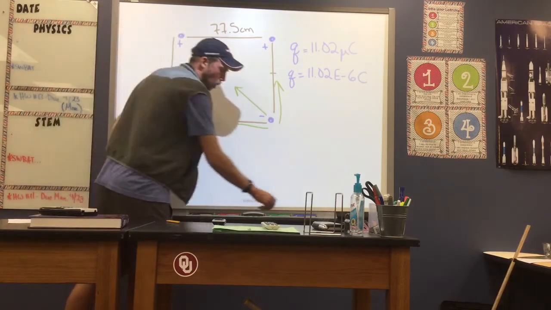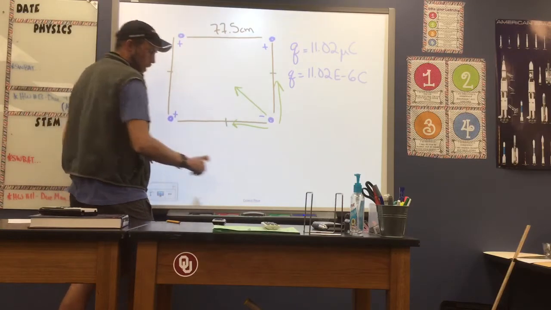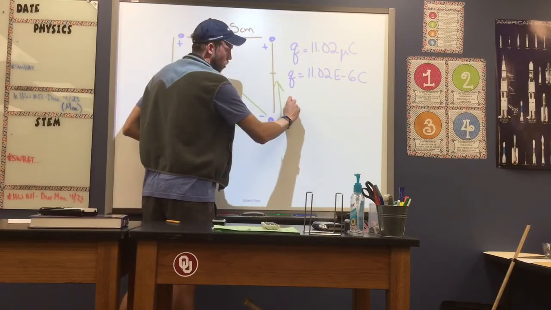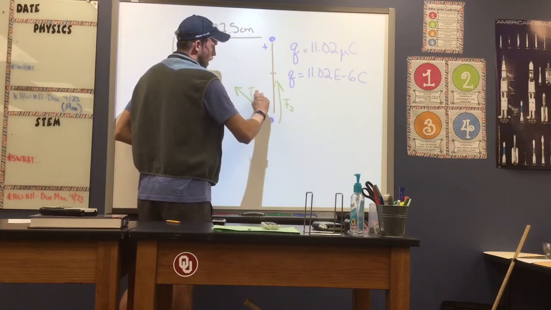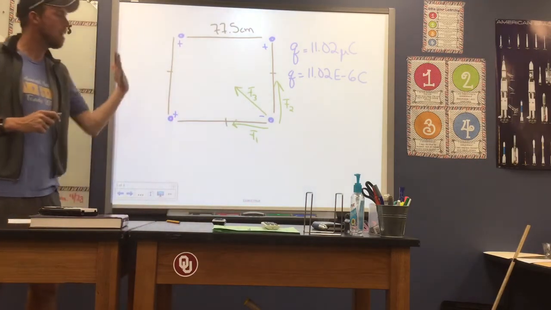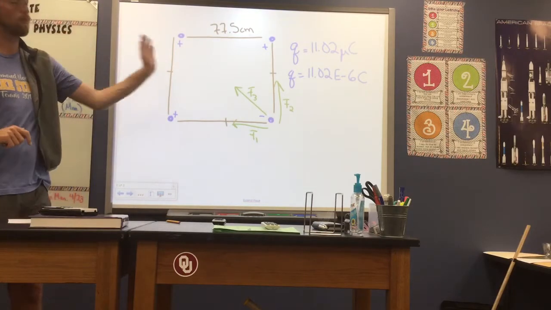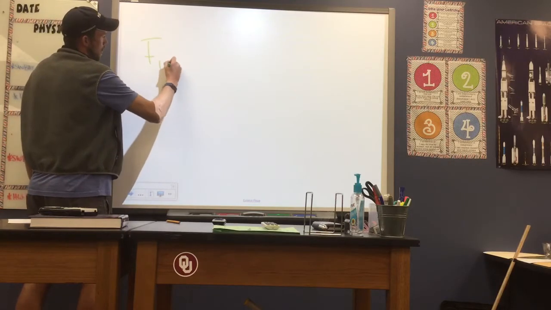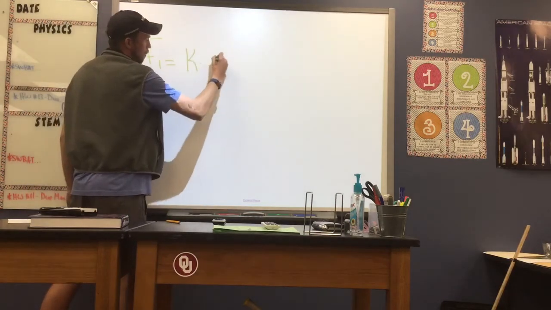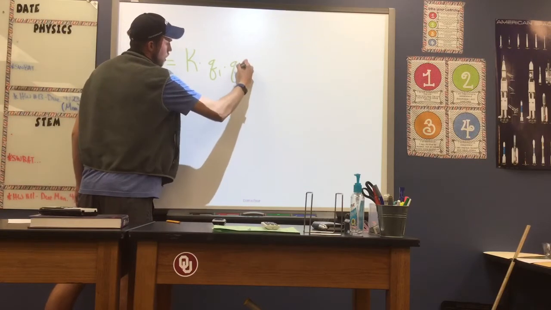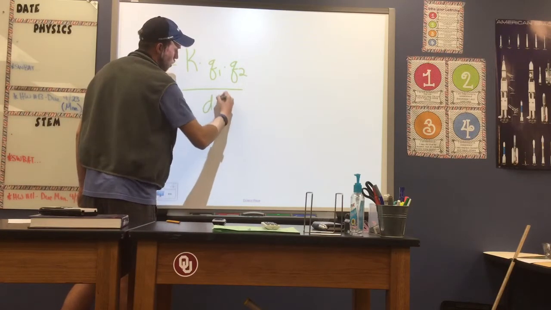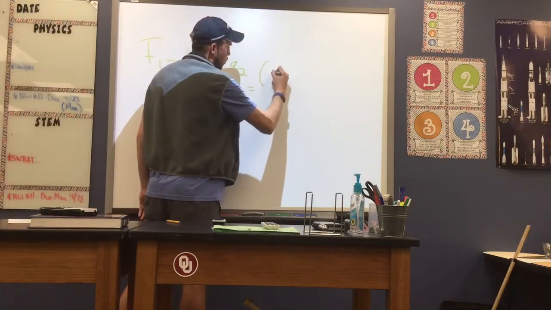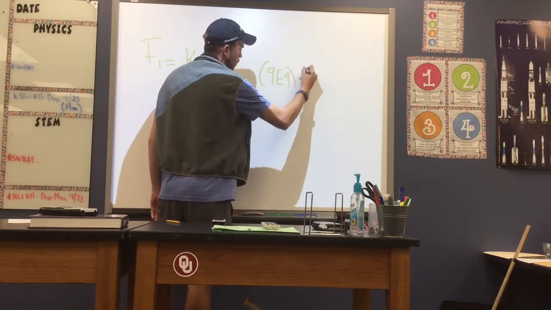So, what I'm going to go ahead and do is I'm going to find, we're going to call this F1, this force to the left, F2, this force upward, and F3. I'm going to start with F1 and F2 because they're in one direction, and then we're going to move to F3. So, force 1. Well, we know that we can find this electrostatic force using our equation. F is equal to K times Q1 times Q2 divided by D squared. Now, we know our Coulomb's constant. I'm going to continue to use the 9 e to the 9th value.